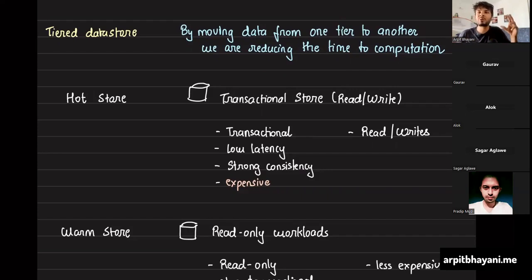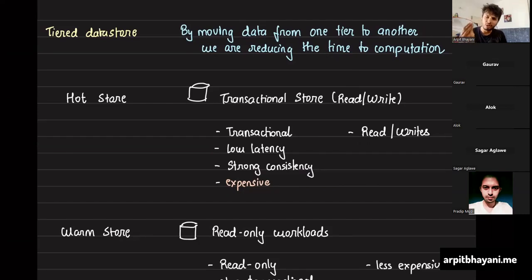Now this database is small. The amount of data that I'm storing in a table is small, which means indexes are small, which means indexes can fit in memory, which means my database is performing. Right? This is where tiered databases or tiered data stores come in.